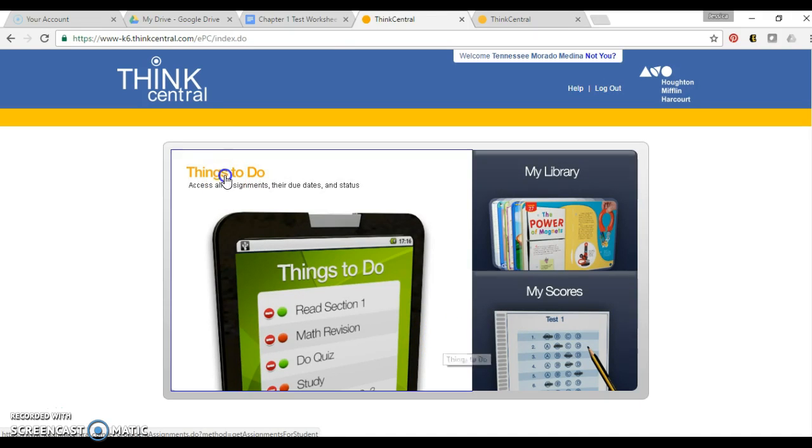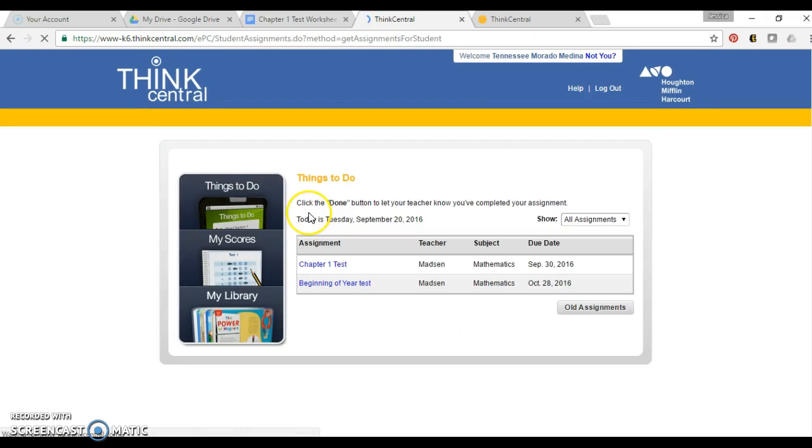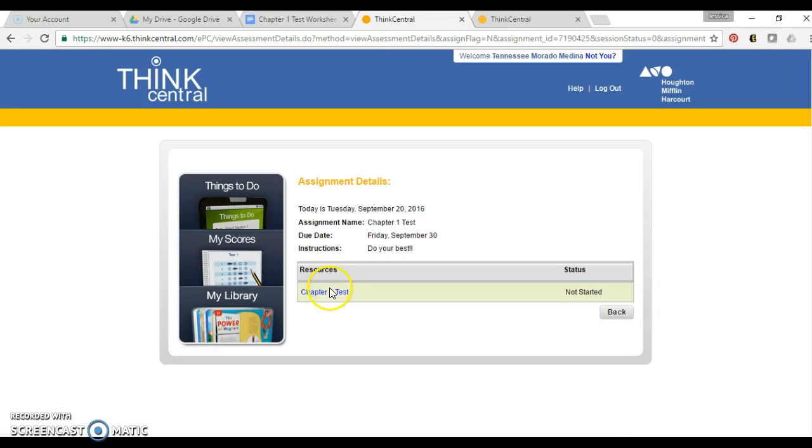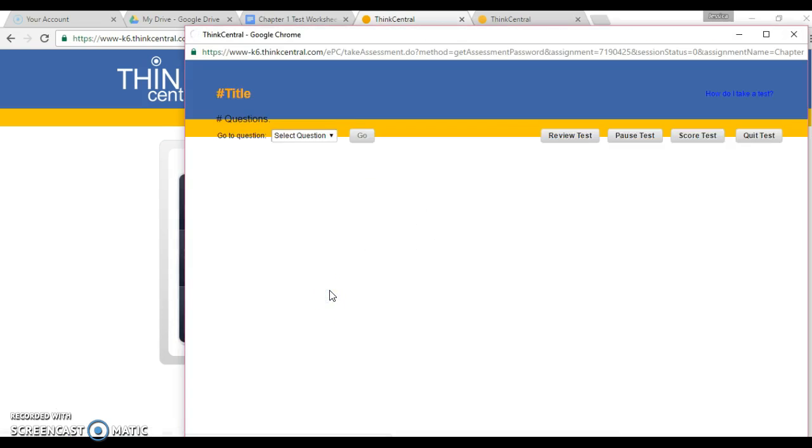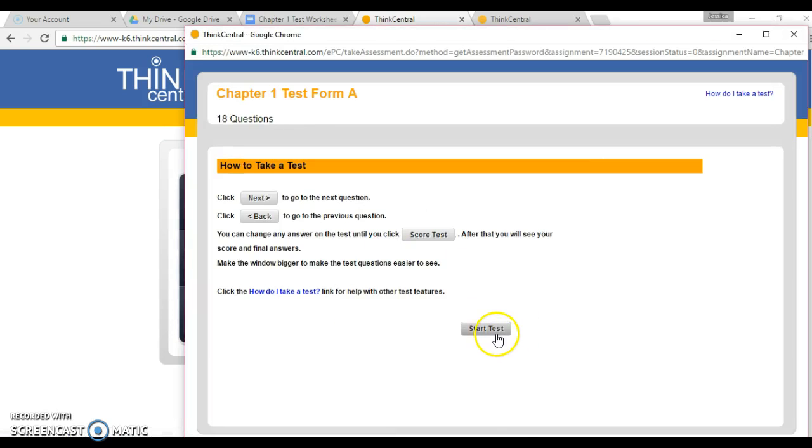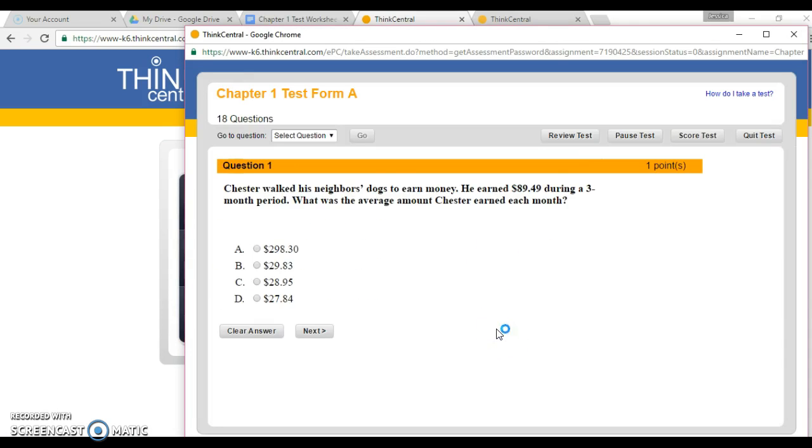Now you'll go to Things to Do, which you did for the beginning of your test. But now you're going to click on Chapter 1 Test, and Chapter 1 Test again. And then Start Test. And here's your question 1.